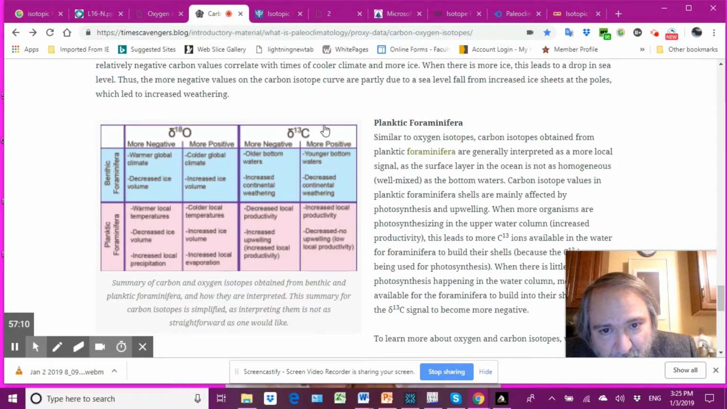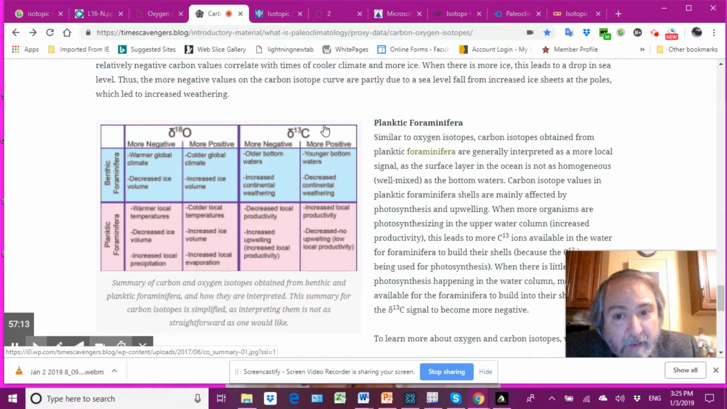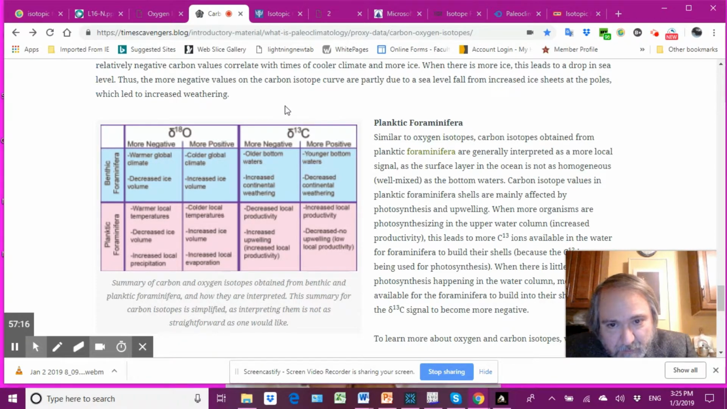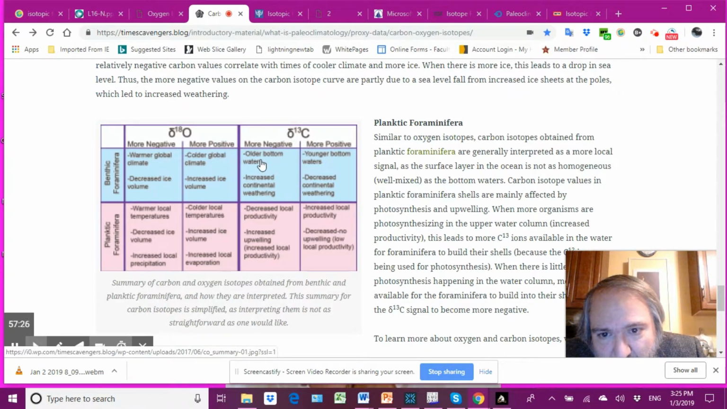Looking at del 13C in the water, and when we say in the water, we're also looking at what's in the forams. We're taking this out of the water. Okay. The more negative it is, the older the bottom waters are. That means there's increased weathering. More positive is younger bottom waters, decreased weathering. And when we look at the planktonic, decreased local productivity, increased upwelling, increased local productivity, decreased or no upwelling, low local productivity. So decreased productivity, increased productivity, and we look at the values there.